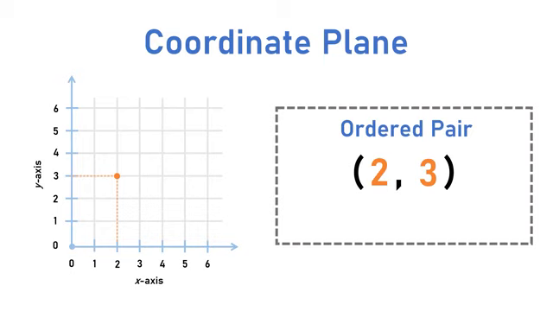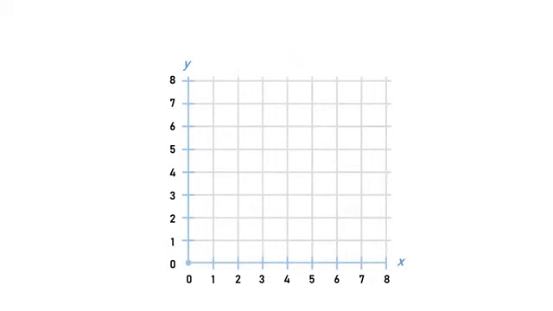In other words, the first number should tell you how far right, and the second number how high up our point should be on the coordinate plane. Let's take a look at some examples to see what this means.